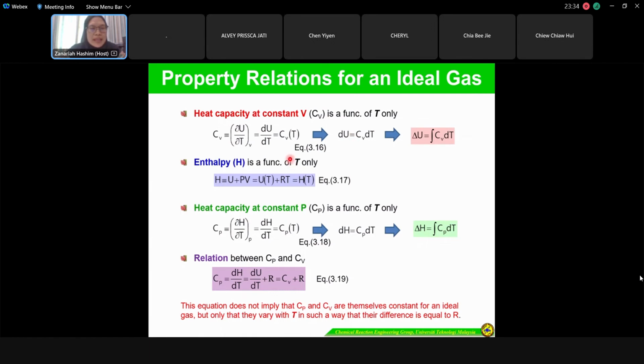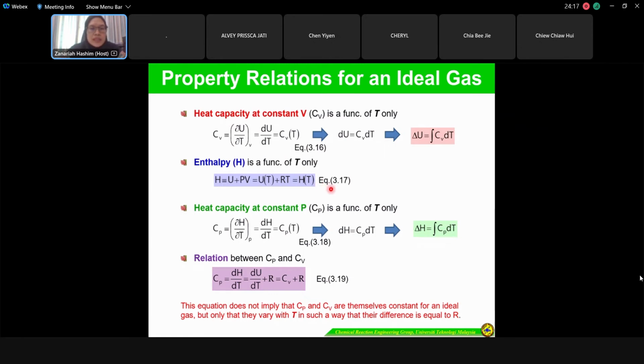Similarly, enthalpy H is a function of temperature only. You can derive this based on the definition of enthalpy. Enthalpy H is defined as U, internal energy, plus PV. You can write U as a function of T only because it's an ideal gas. And from the ideal gas equation, PV equals RT, you can replace PV here with RT. Because R is a constant, this becomes a function of temperature only. As a result, enthalpy is a function of temperature only.